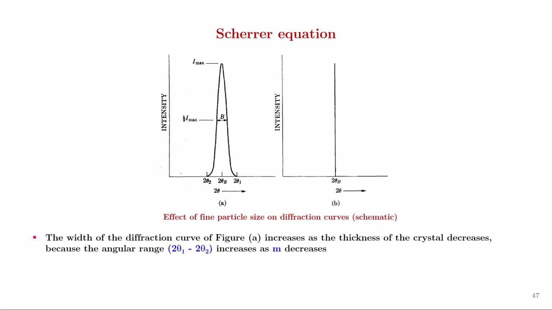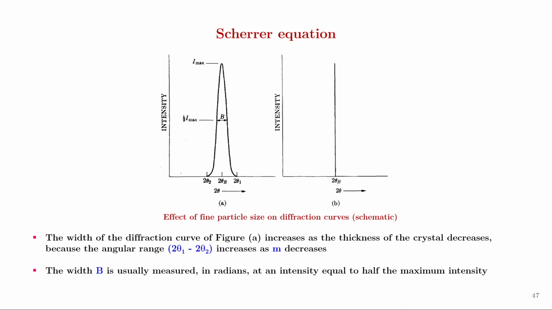The width of the diffraction curve of figure A increases as the thickness of the crystal decreases, because the angular range 2 theta 1 minus 2 theta 2 increases as m decreases. The width B is usually measured in radians at an intensity equal to half the maximum intensity, and B is equal to half of 2 theta 1 minus 2 theta 2, which is equal to theta 1 minus theta 2.